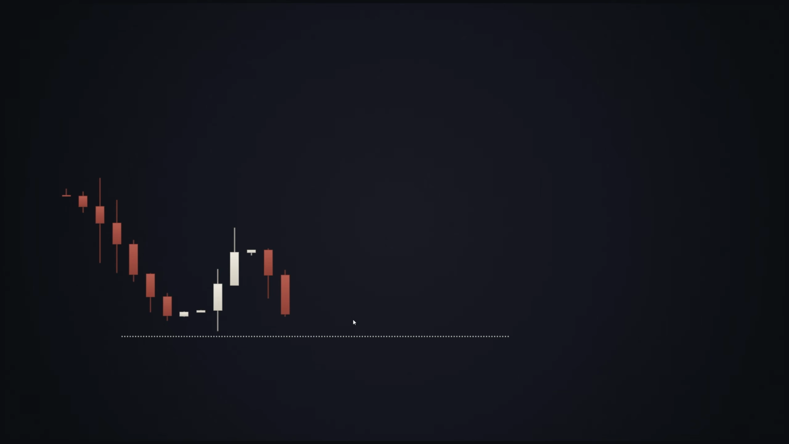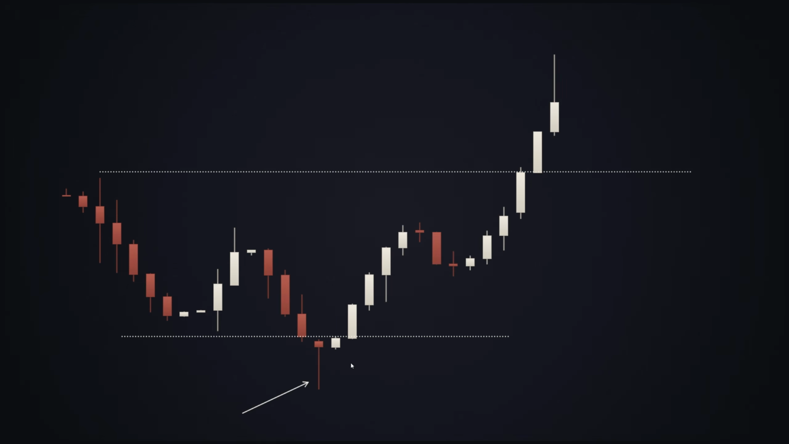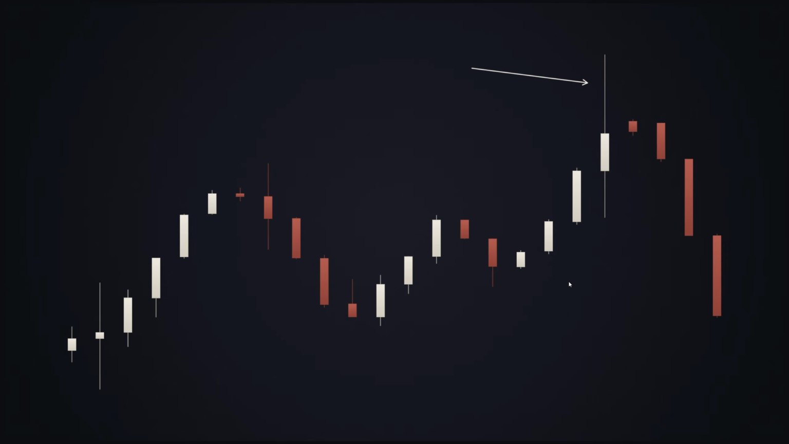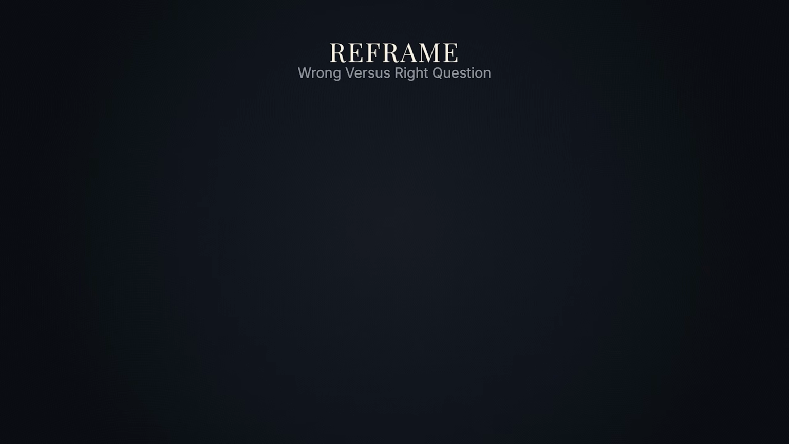When the crowd puts stops under the range, price often travels there first. When the crowd buys the breakout above the range, price can trap them first. That does not mean every move is evil or planned by a villain in a leather chair. It means obvious orders create obvious targets, and large players need those orders to build size. This is the reframe that actually changed how I look at charts. I stopped asking, why did they hunt my stop? And started asking, where is the obvious liquidity sitting before the real move?